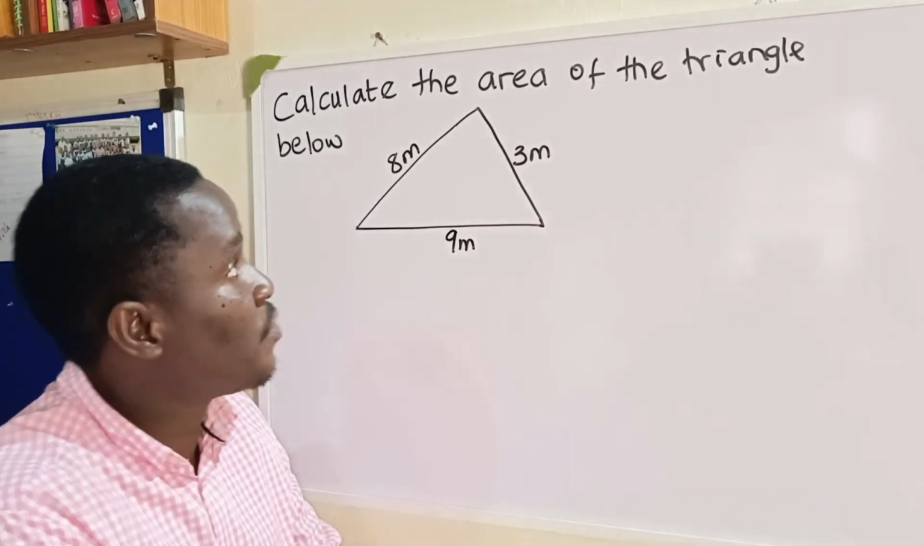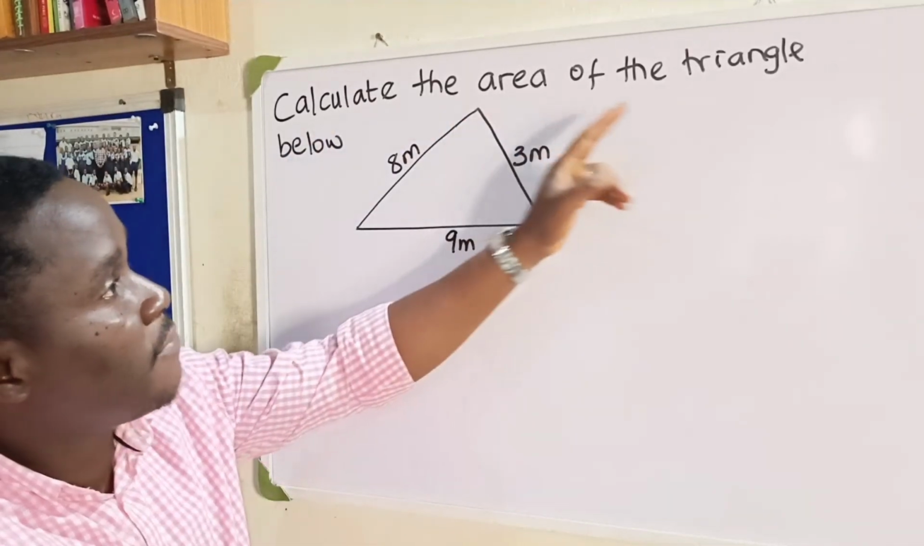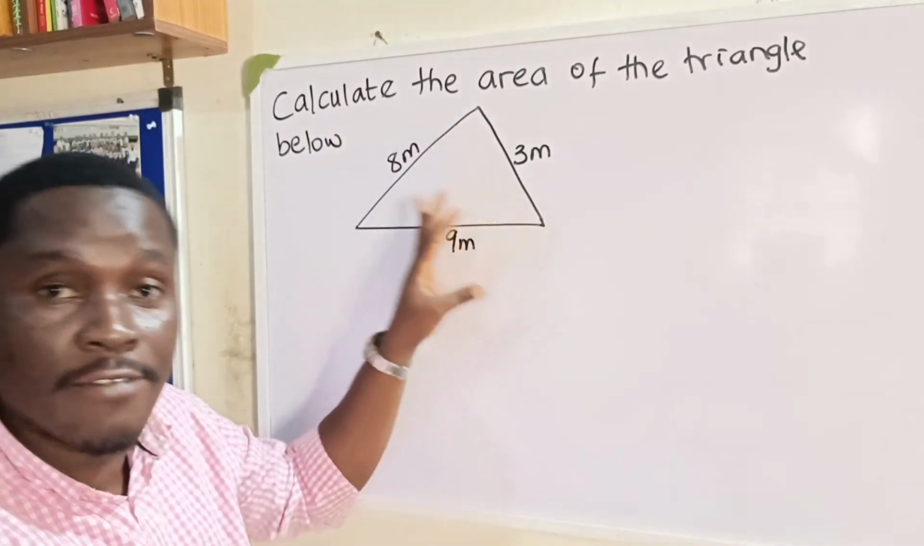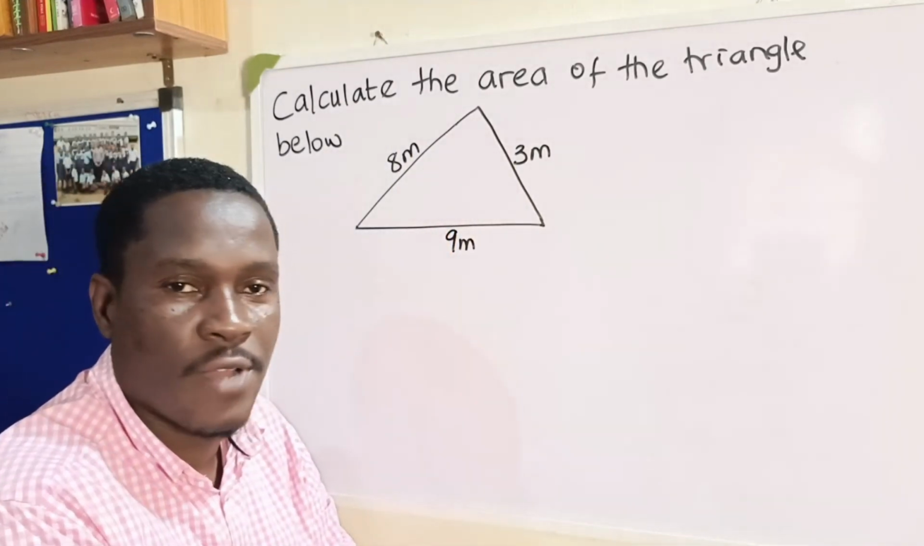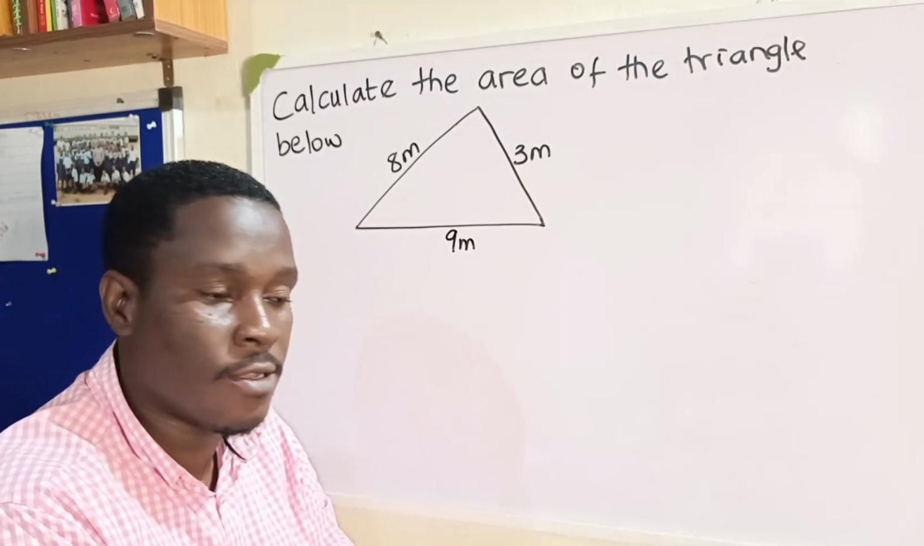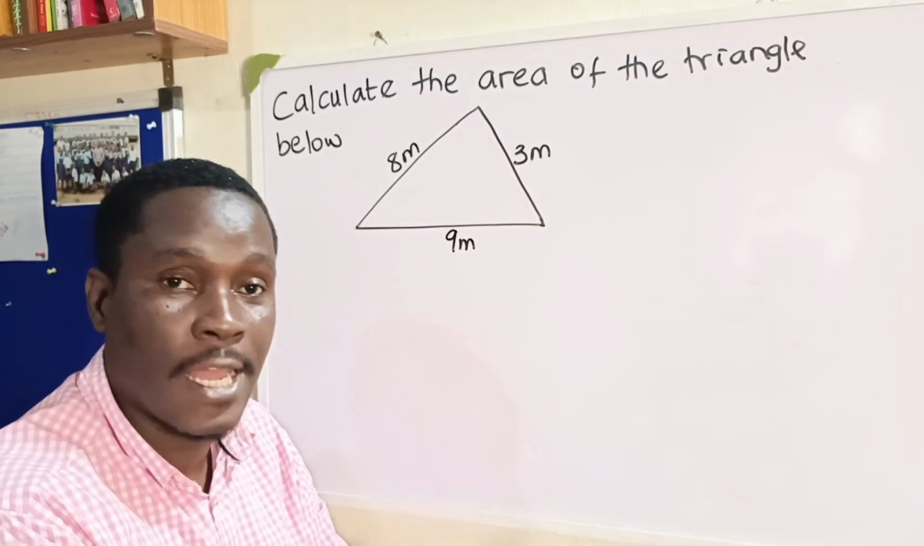Hi guys, let's look at this simple question that we have here. We're told to calculate the area of the triangle below. So here we have a triangle and we're expected to calculate the area. Most times when we are given questions to calculate the area, we use the formula half base times height.